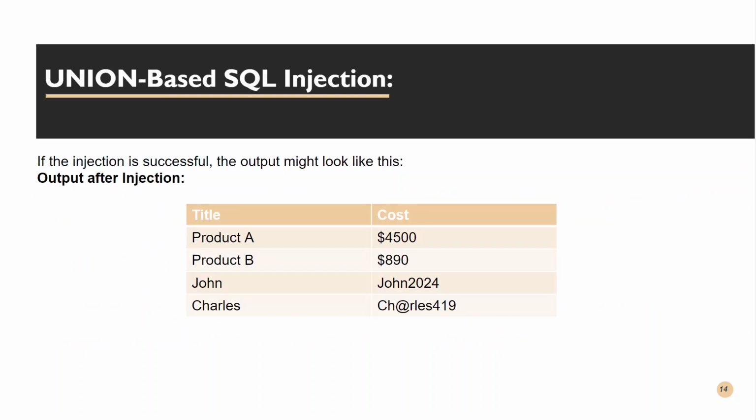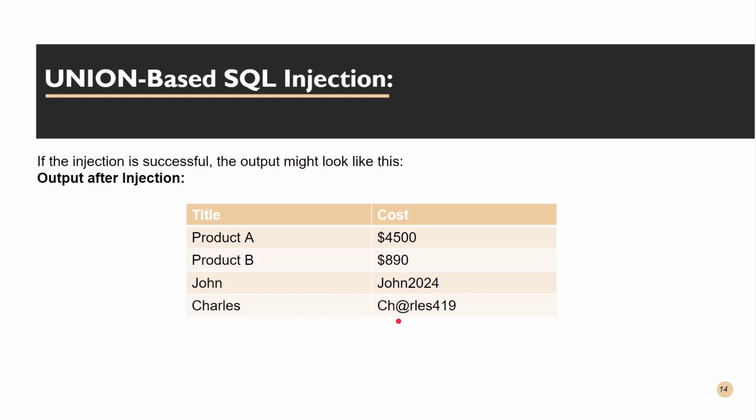Now, this is how our output is going to look. If the injection is successful, the output might look like this. For example, we just have two products within the database, product A and its cost, product B and its cost. We also have John, which is from the users table, and we have Charles from the users table, and their corresponding passwords.